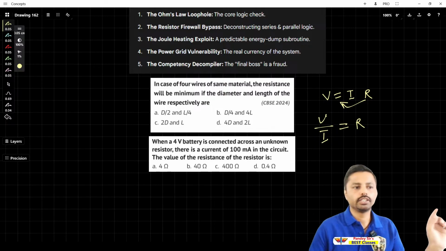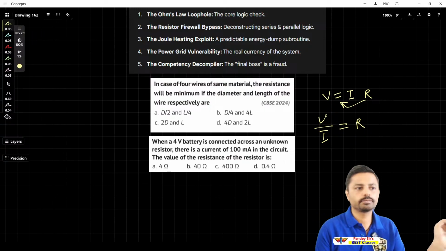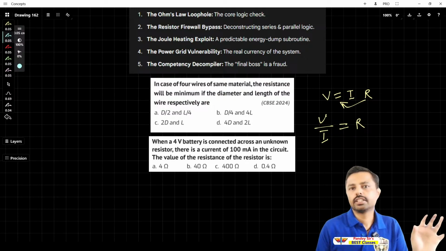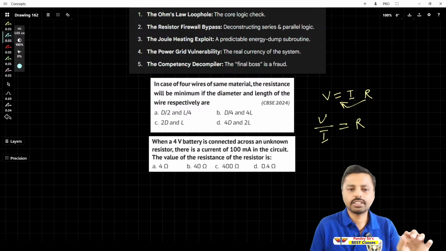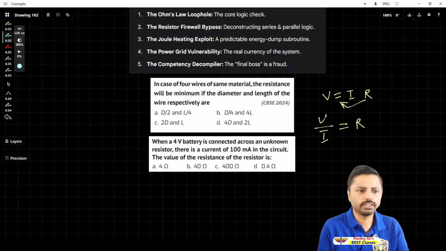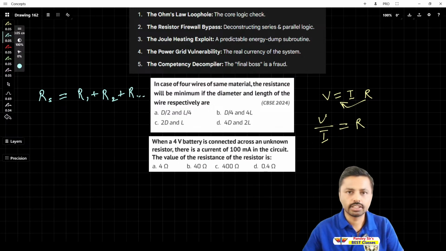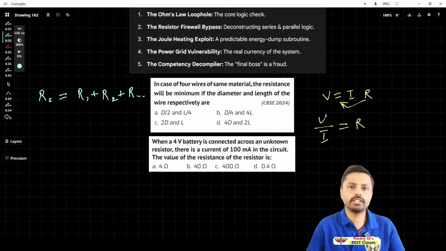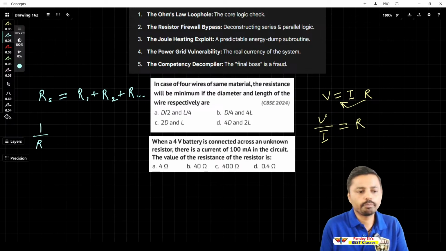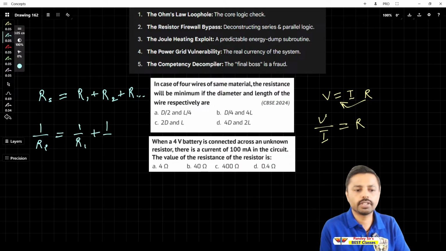Okay, now the second glitch in the system is the resistor firewall bypass. It means a few simple things are there, like the series one. Series is very easy. In series connection, R total equals R1 plus R2 plus R3, like that, easiest. In parallel, it's not difficult, just everything in reciprocal. 1 by Rp, that's the total in parallel, equals 1 by R1 plus 1 by R2, and so on.